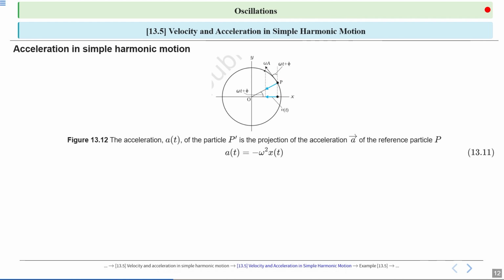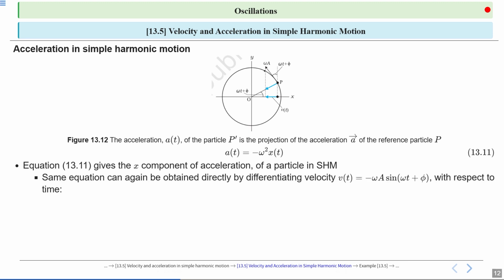The acceleration a of t is always directed towards the center, and the value is given by a of t is equal to minus omega square x of t. So equation 13.11 gives the x component of acceleration of a particle in SHM.